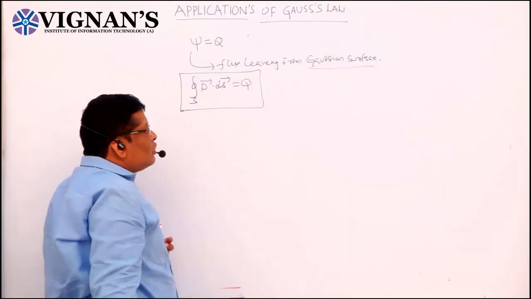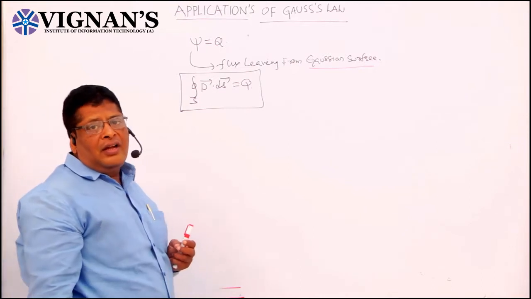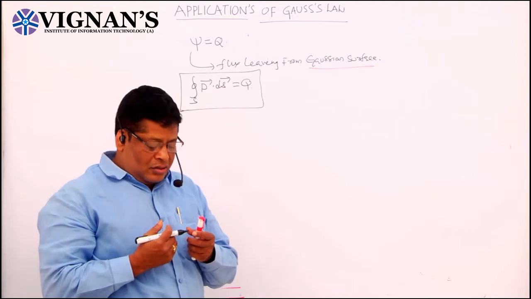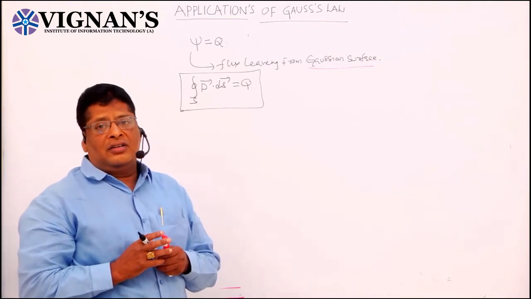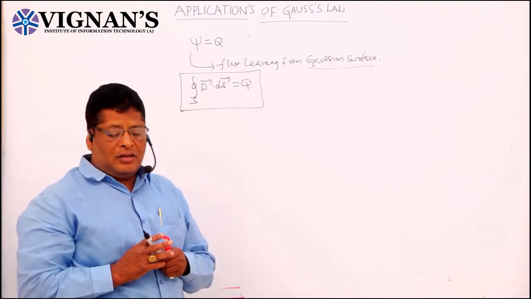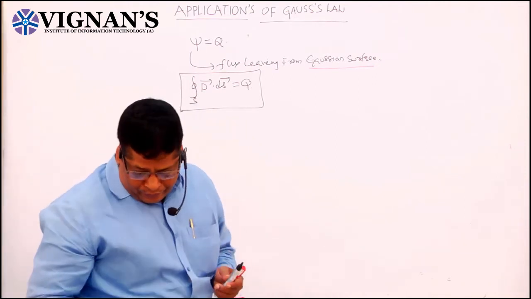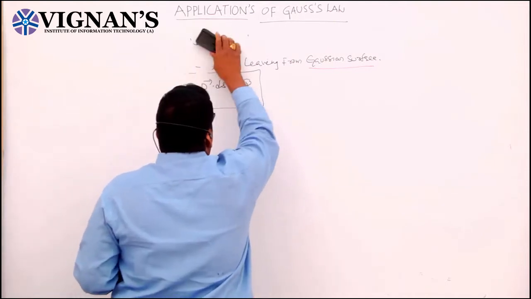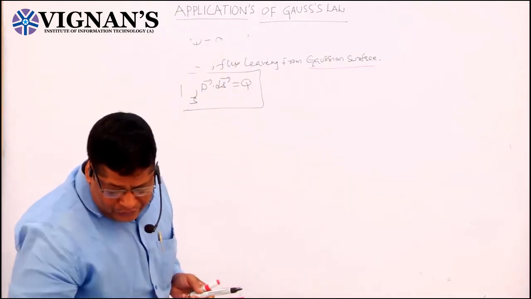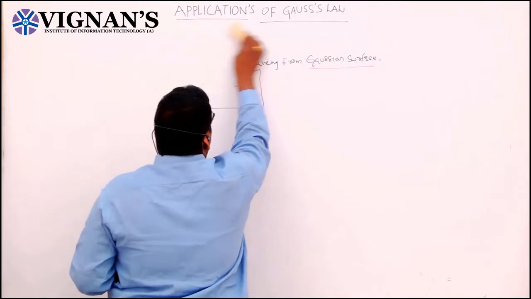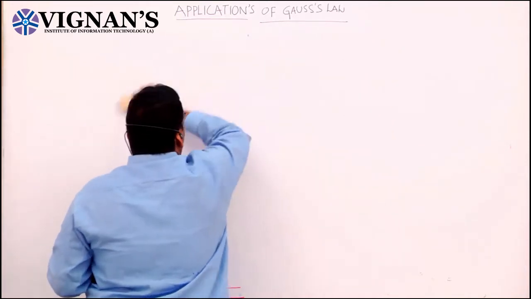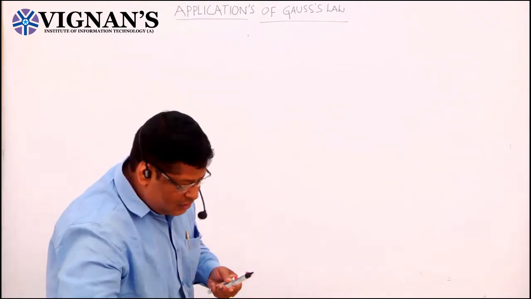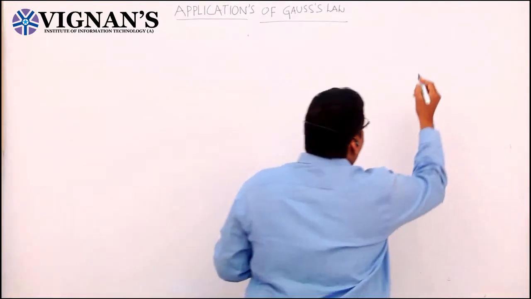Now we are using this to find the electric field intensity due to the line charge with the help of the Gauss law. Let me take the infinity line charge. The infinity line charge is placed on the z-axis as shown in the figure here.